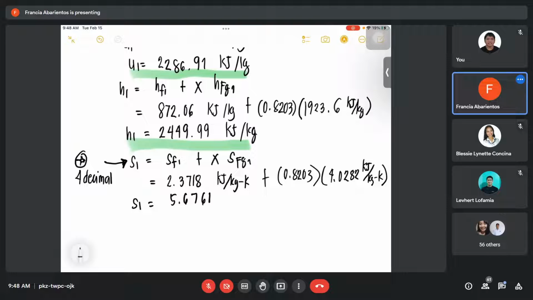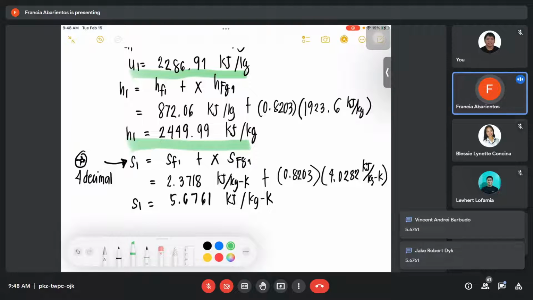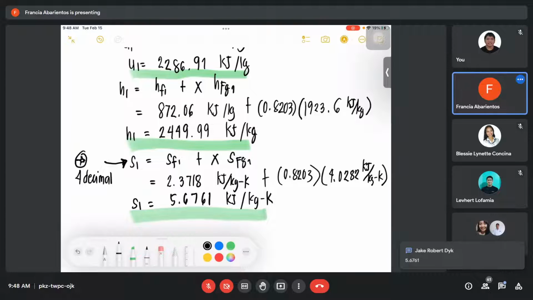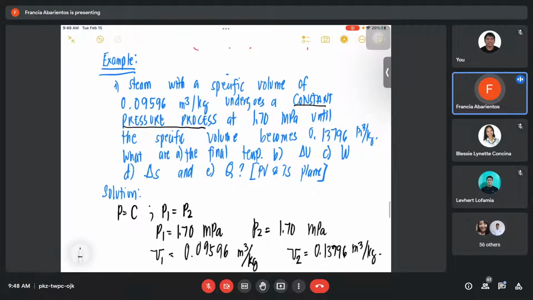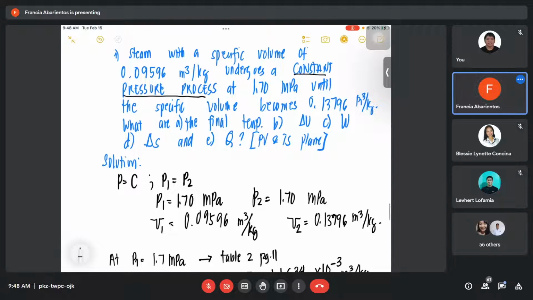5.6761 kilojoule per kilogram Kelvin. So, that is now your entropy at point 1. Okay, hindi pa tayo tapos, class, kasi yung pinapahanap sa atin, wala pa tayong nakukuha. Letter A, final temperature. Ayan o, change. So, wala pa. Punta na tayo sa point 2.